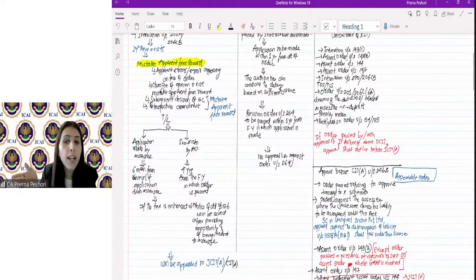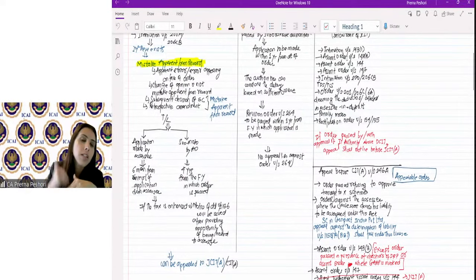The appeal has to be filed in Form 36. The time limit is 60 days from the date of the order. The ITAT has the power to condone the delay. Even if you file after 60 days, if there is sufficient cause, the ITAT can condone the delay. The ITAT will send the notice to the other party, who can file the memorandum of cross objections within 30 days of notice.